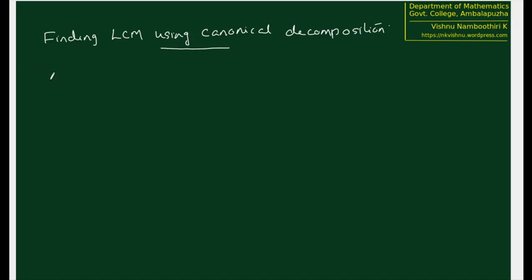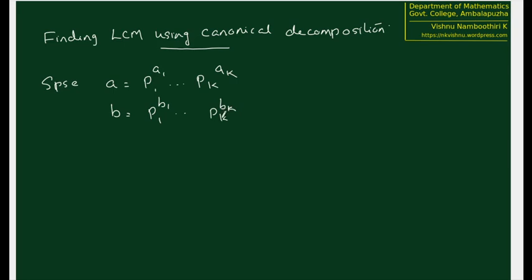Okay, for that, suppose we write the canonical decomposition of A as P1 to the power A1, etc., Pk to the power Ak, and of course this is not actually a canonical decomposition; this is slightly different. And B as P1 raised to B1, etc., Pk raised to Bk.